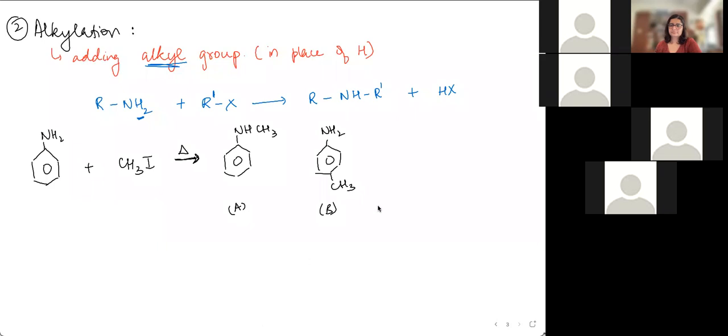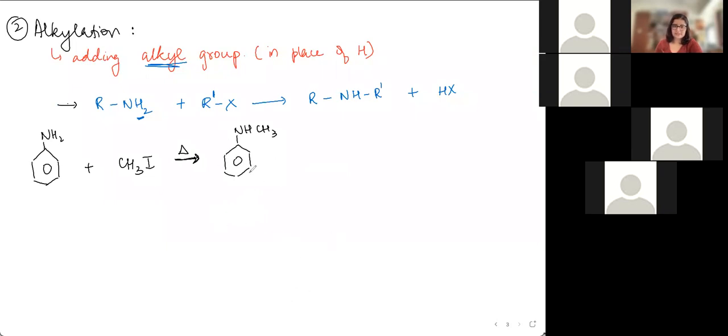Option B, ma'am. I'm not heating it with anhydrous AlCl3. It follows the same pattern of whatever template I've given here. So where did the R dash go? Then it will be A. A is the correct option. That's why I've given this example, so that you don't get confused.